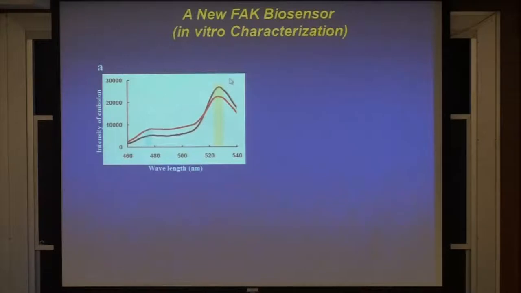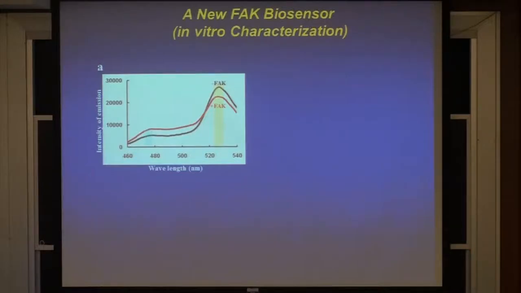So the black line represents the spectrum of the biosensor before stimulation. After we add focal adhesion kinase, it will phosphorylate the biosensor and cause the reduction of the acceptor emission. Okay? The red line represents the activated biosensor, with an increase of the donor emission.